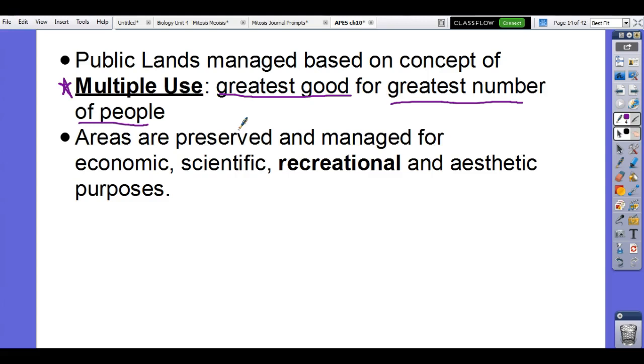So the greatest good for the greatest number of people, we want to make sure that lots of people can use it. So the areas are preserved and managed for economic reasons because they provide money, maybe through tourism, maybe through the goods and services they provide. Scientific, they can do studies. Recreational, that's the biggest one, right? Aesthetic, just for the pure beauty of it.